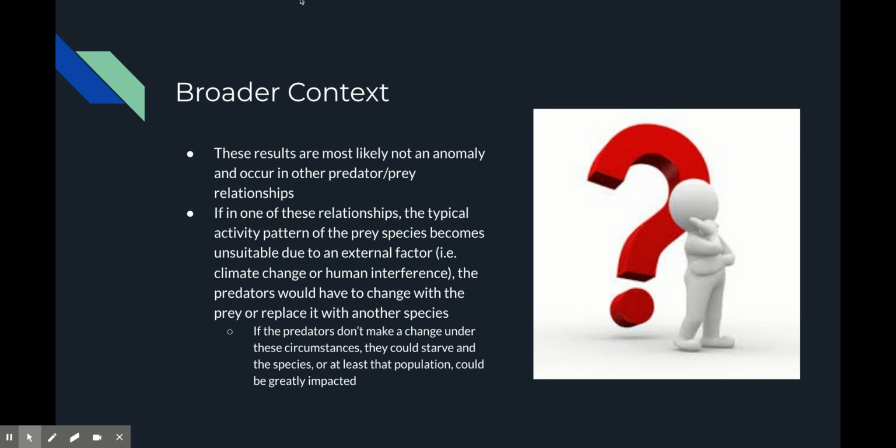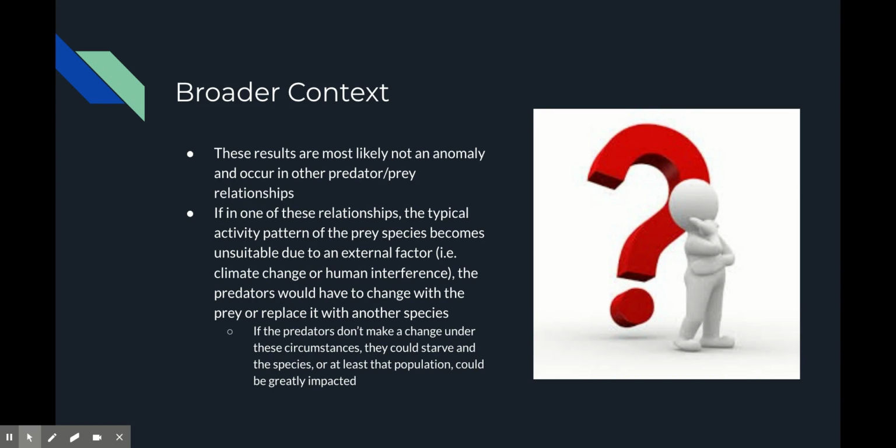So, broader context: it's most likely not an anomaly that this occurs because it's just natural for a predator to eat a prey that is active at the same time it is. But over time, this develops into a predator-prey relationship where the predator could start to narrow in on that prey if it sees it's more abundant.